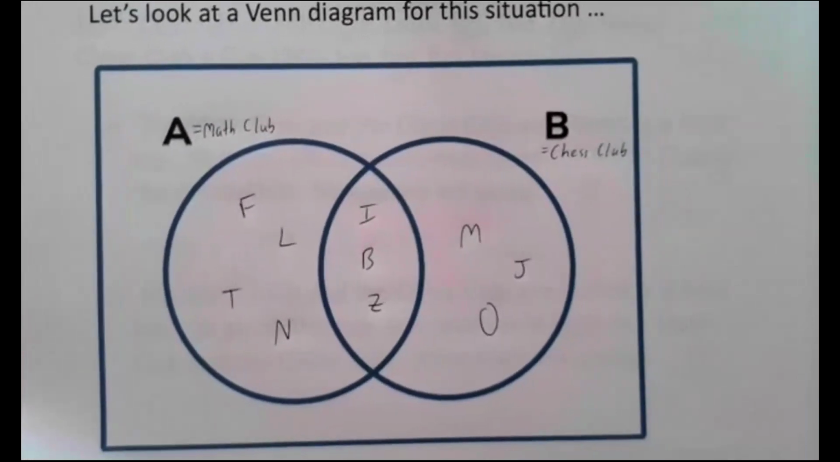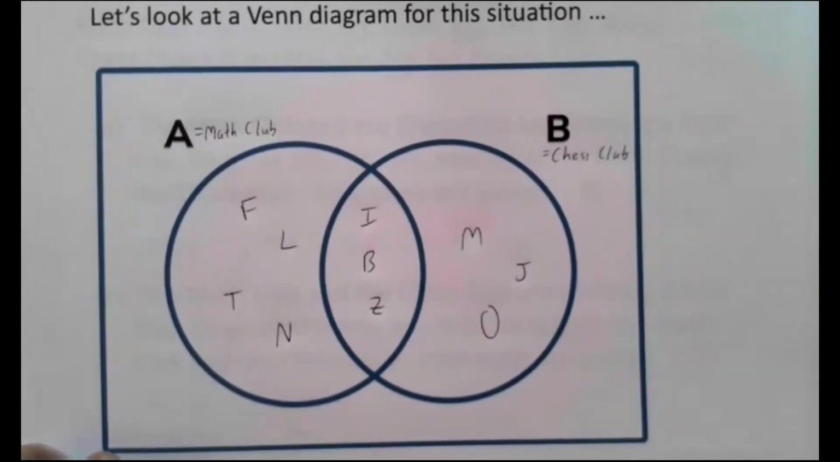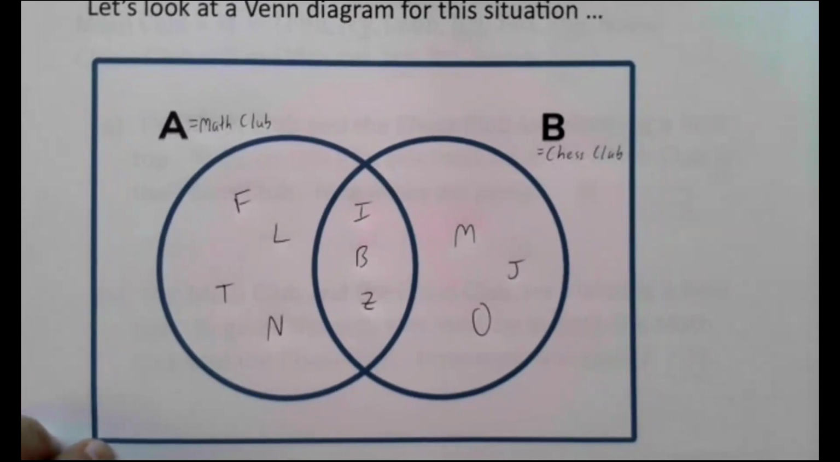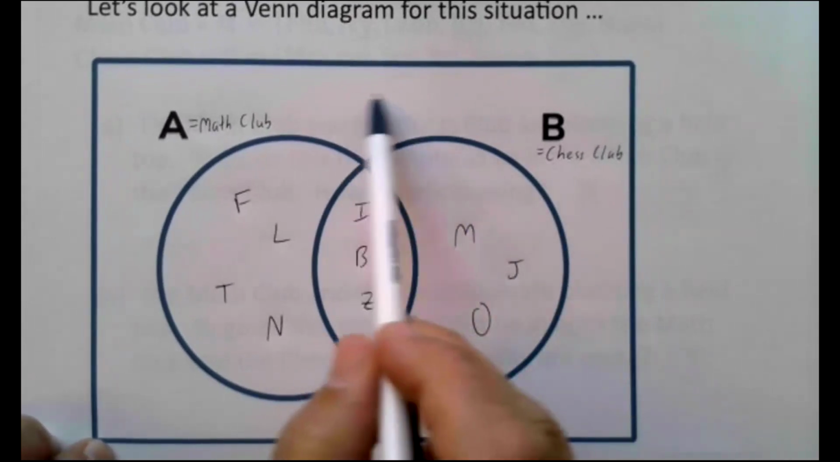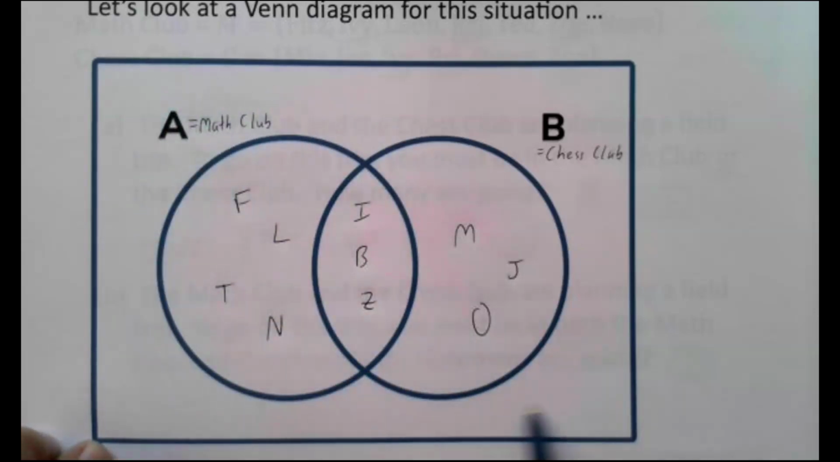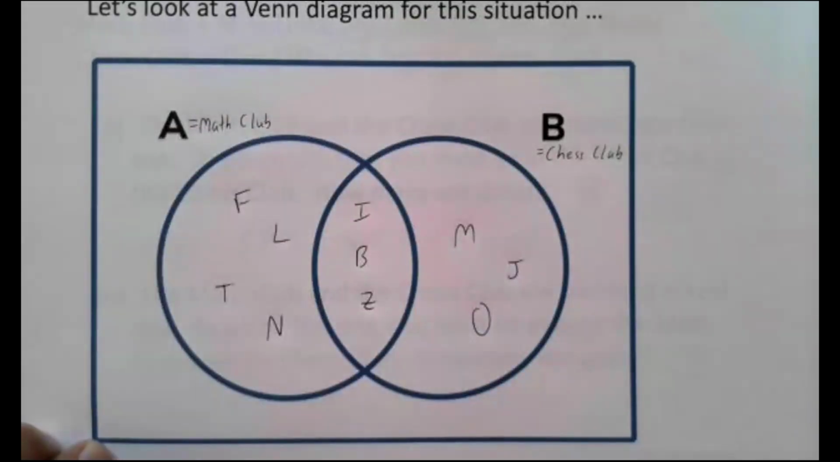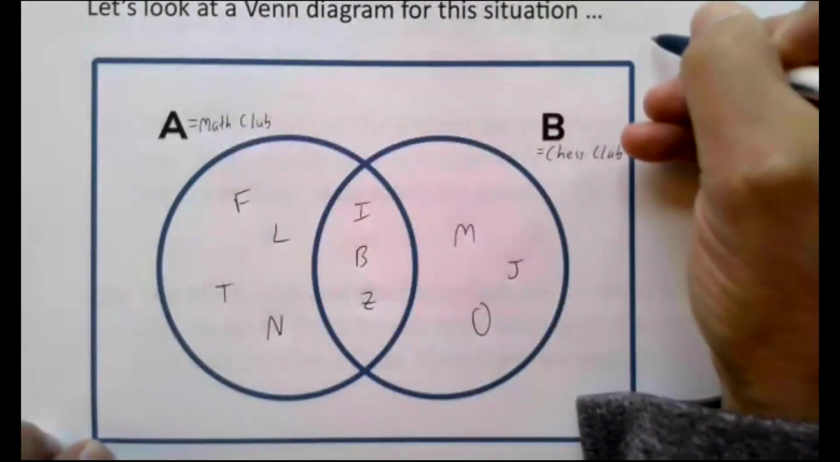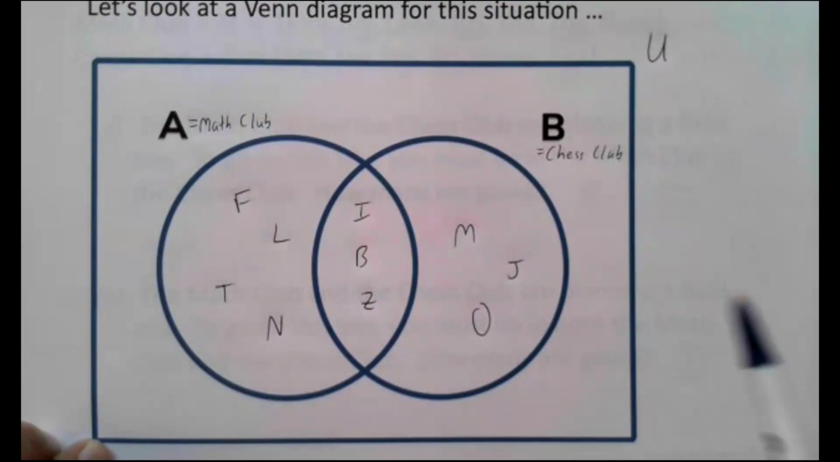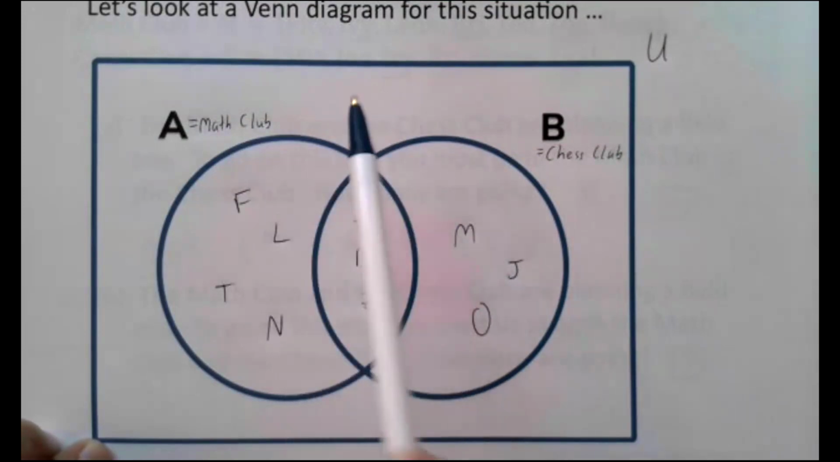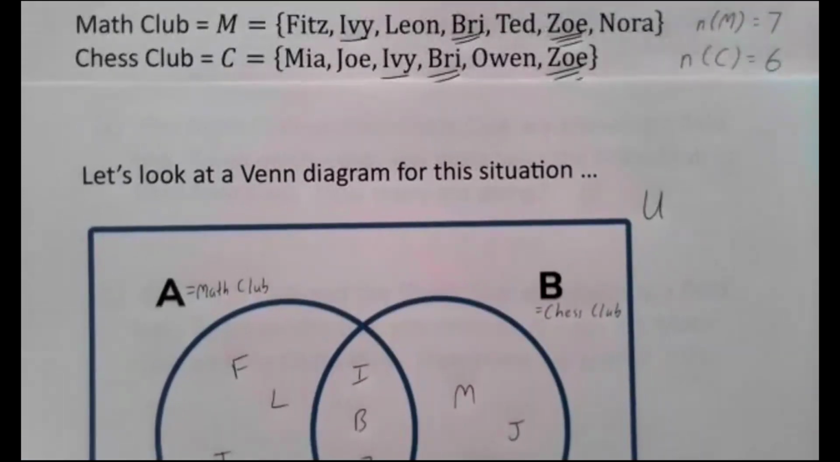Now, if there was somebody else going to the school but not in either club, and we wanted to include them, we would put them on the outside. So sometimes you'll see people show up on the outside. This whole rectangle is considered our universal set, by the way. A lot of times we'll put a U there or something like that. So there might be some other person over here, meaning they're not in either circle, but we're not going to do that for this example.